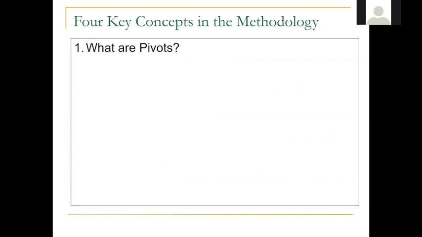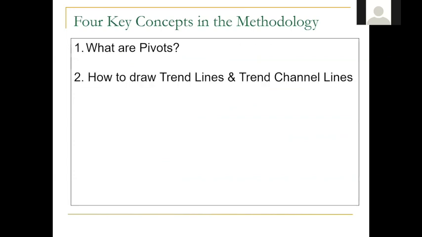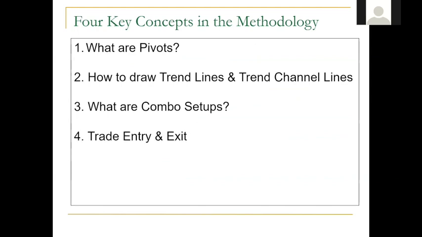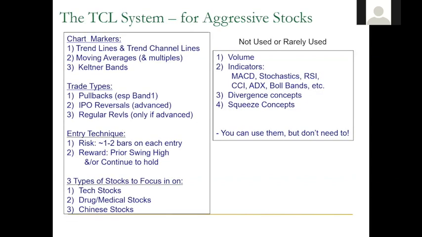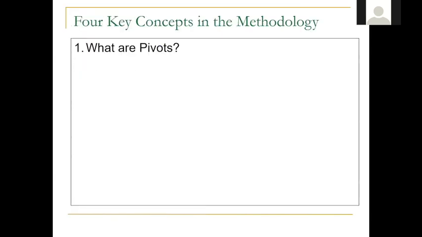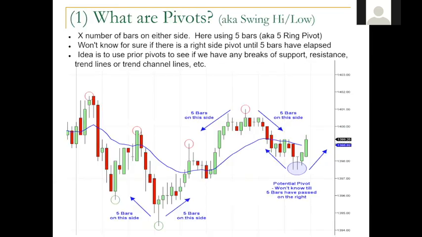So there are 4 key concepts that we want to focus on to get this methodology done. The first is understanding what pivots are. So it's a different way of defining pivots. The second we're going to cover is how to draw trend lines and how to draw trend channel lines. The third is what are combo setups. These are the combo setups I referred to earlier. And lastly, we're going to go over how to enter a trade and how to exit a trade. And we'll look at lots of examples. Okay, my last line for some reason seems to be disappearing.